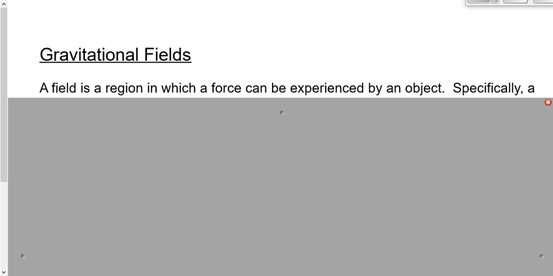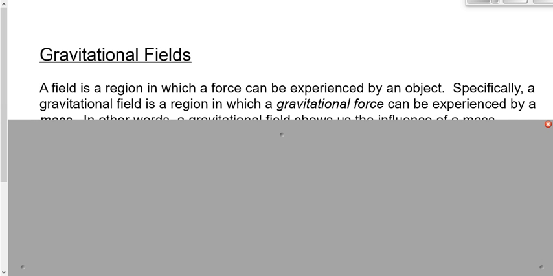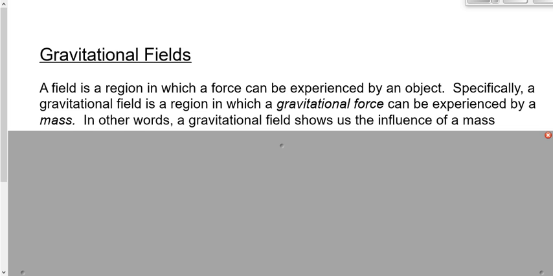So there is a gravitational field surrounding the Earth. It doesn't mean necessarily that there is a force being experienced by a board marker, but if I was to put a board marker there, there would be a force. So it's a region in which a force can be experienced by an object. Now, specifically, a gravitational field is a region in which a gravitational force could be experienced by a mass, like a board marker, or like you, or like your desk.